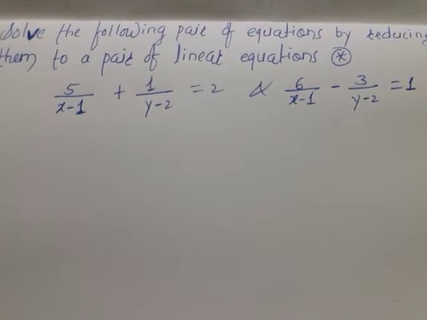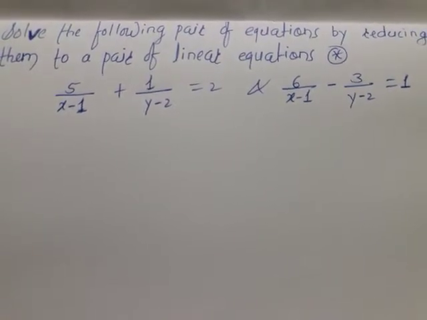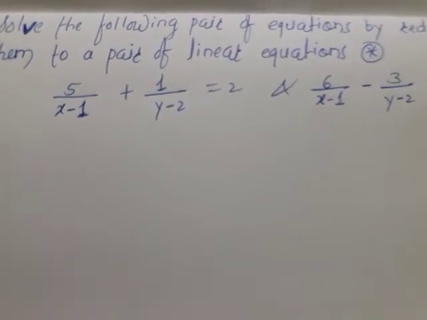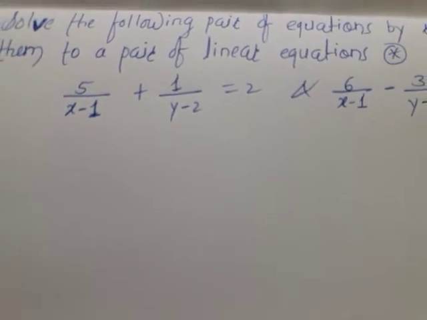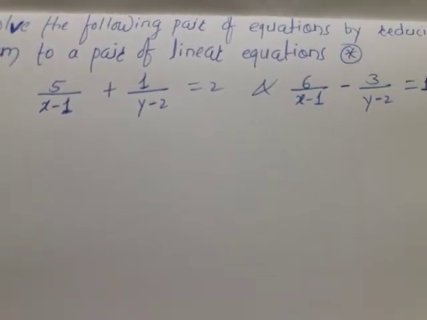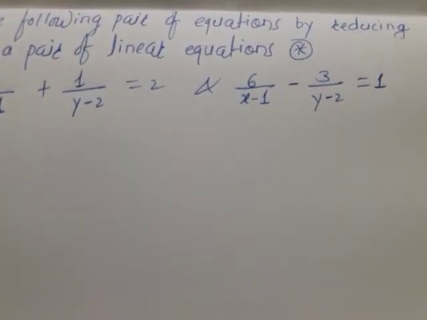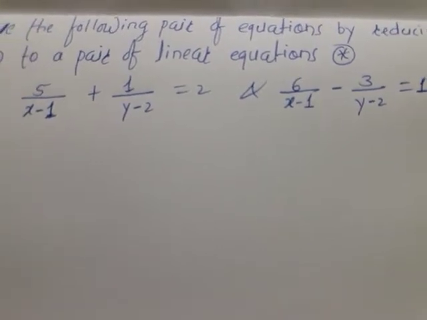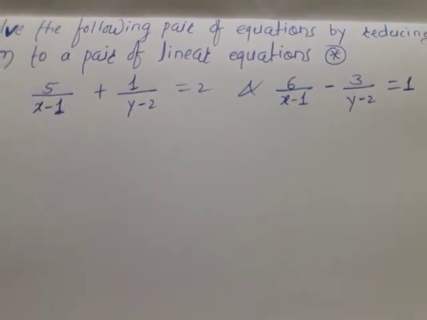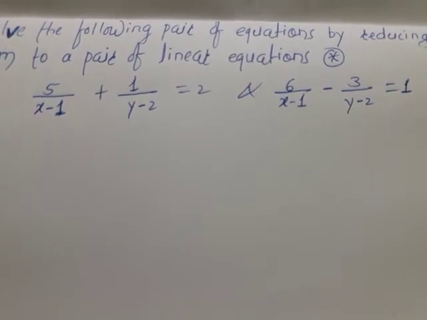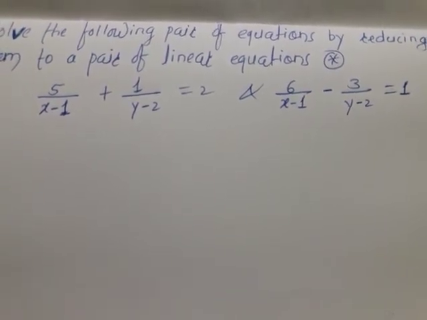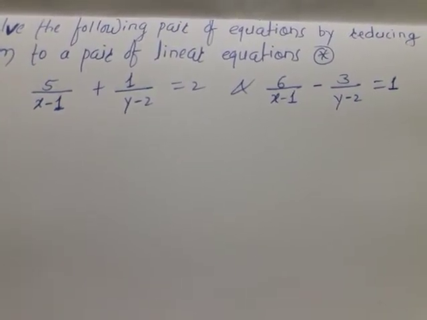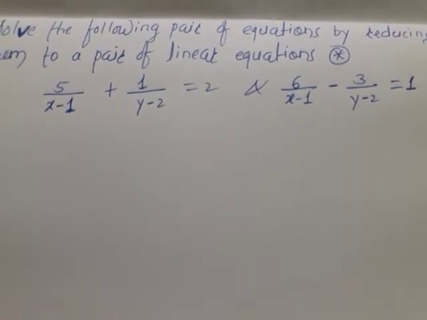If you observe carefully, let me first tell you the difference between the last type of example and this type. Here in the denominators we have 5 upon x minus 1 and 1 upon y minus 2, and 6 upon x minus 1 and 3 upon y minus 2. In the last video, the example type had no x minus 1 and y minus 2. It was only 5 divided by x, 1 divided by y, 6 divided by x, 3 divided by y.